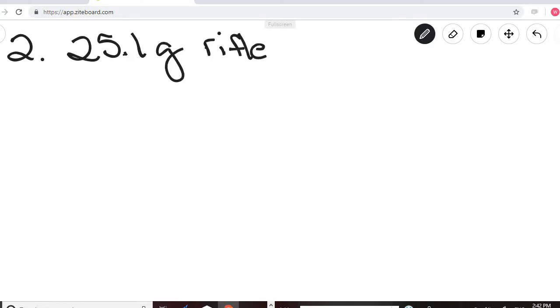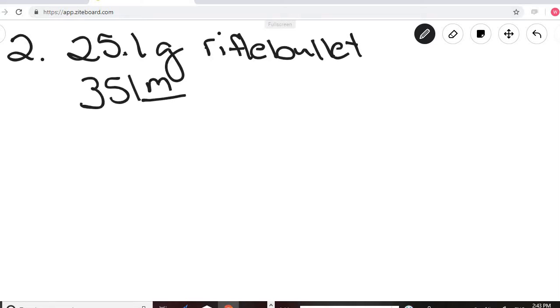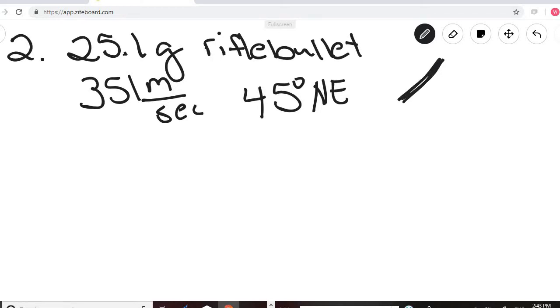Okay, number two. What is the momentum of a 25.1 gram rifle bullet traveling with a velocity of 351 meters per second at 45 degrees northeast? Okay, so it's basically traveling at a 45 degree angle northeast, and we want to know what is its momentum.